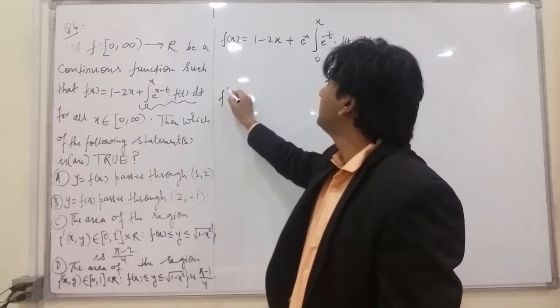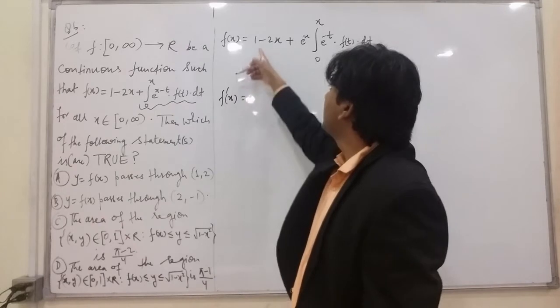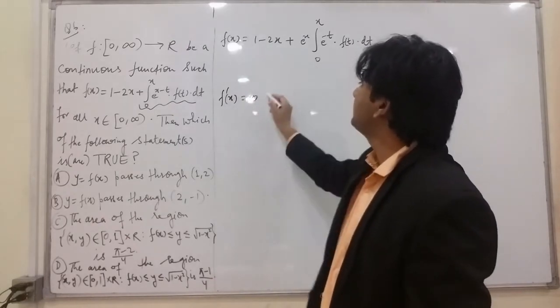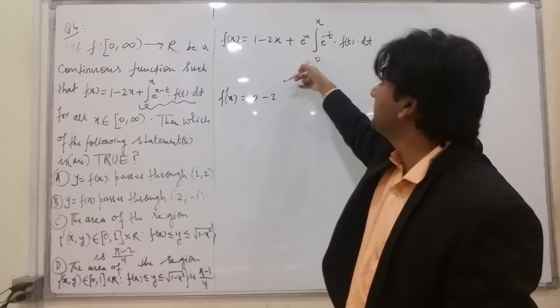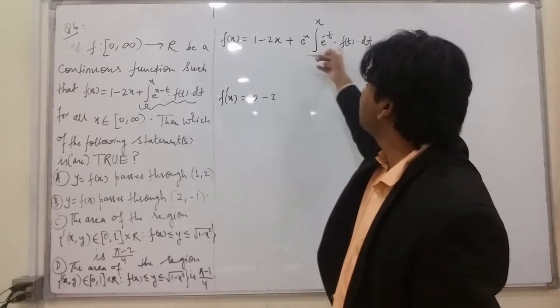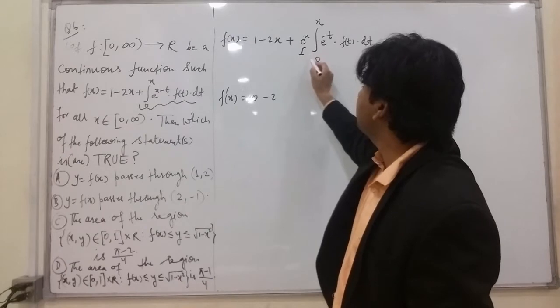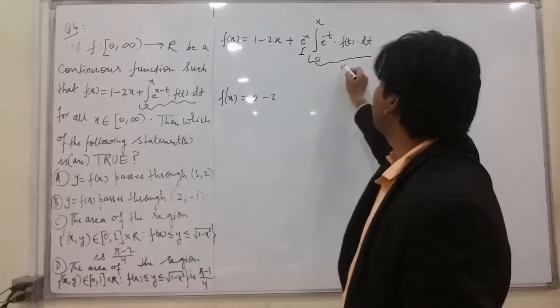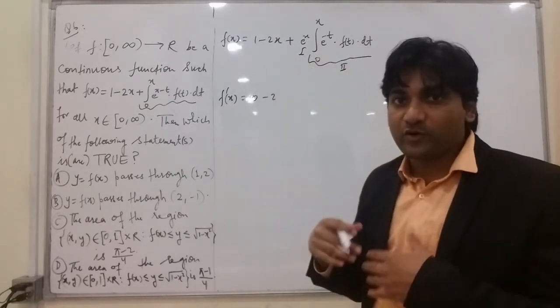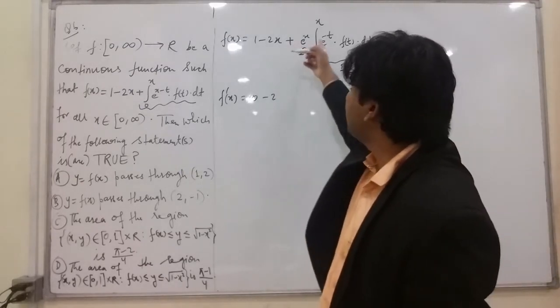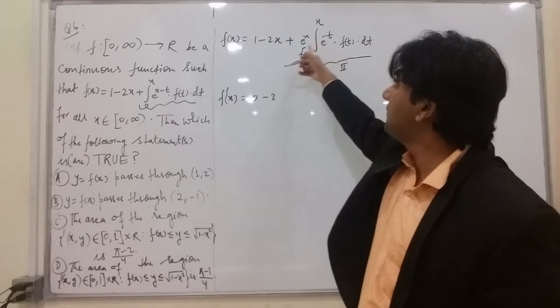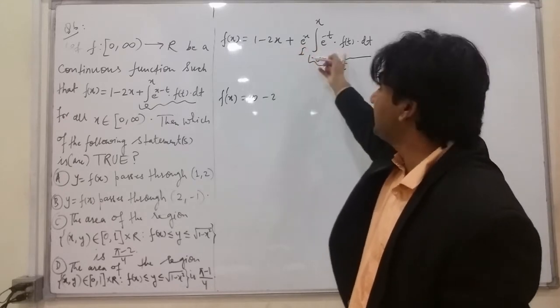It would be f dash x; the derivative of 1 is 0, and minus 2x gives minus 2. Now here I have to apply the product rule. This is the first function, and this whole expression is the second function. The product rule of differentiation says: first derivative, then keep the second as it is, plus first as it is, then second derivative.